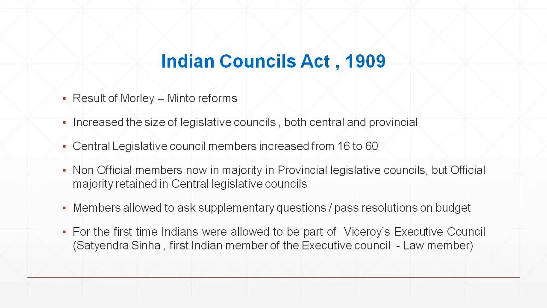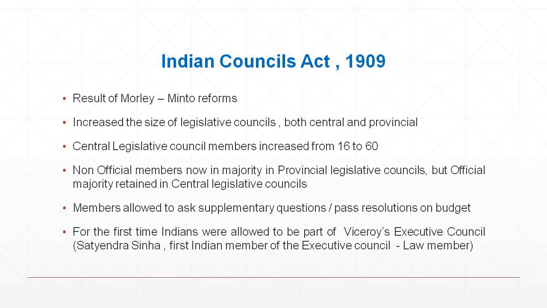And it was for the first time in 1909 that an Indian became a part of the Executive Council of the Viceroy and also of the governors at the state levels. Satyendra Prasad Sinha became the first Indian to join the Viceroy's Executive Council. He was appointed as a law member. Under the portfolio system, he got this law portfolio with him.